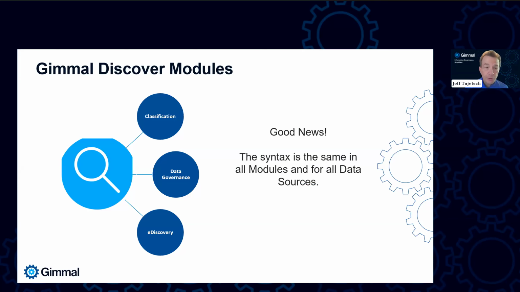So the good news is, if you learn how to do a search in one of the modules, the syntax is exactly the same for every other module and every data source. So if you go from M365 email to Windows file shares to OneDrive to SharePoint, some of the different data sources that Discover can process, the syntax is going to be the same for all of those. So you don't have to learn different syntax for different modules or data sources. That's really crucial, because otherwise it'd be very confusing trying to understand which one you use when.